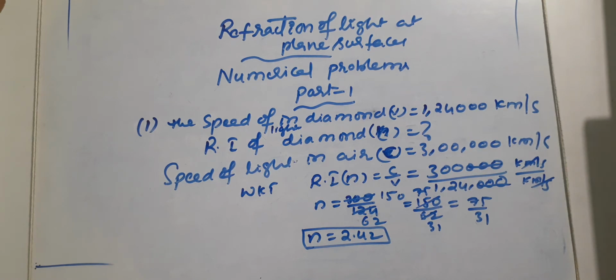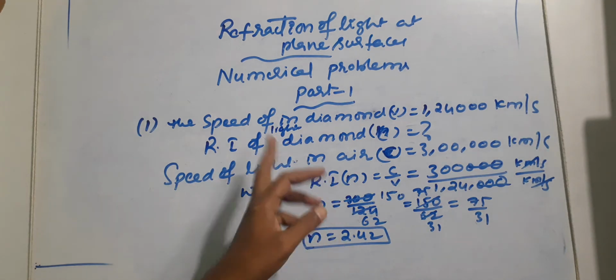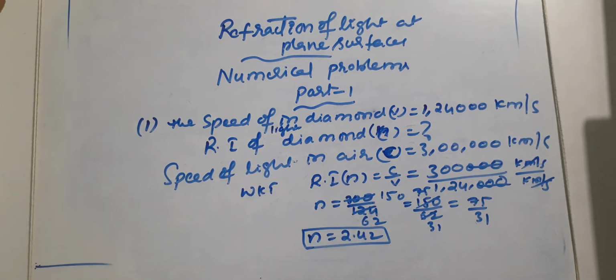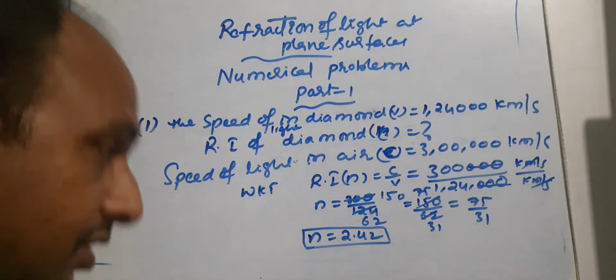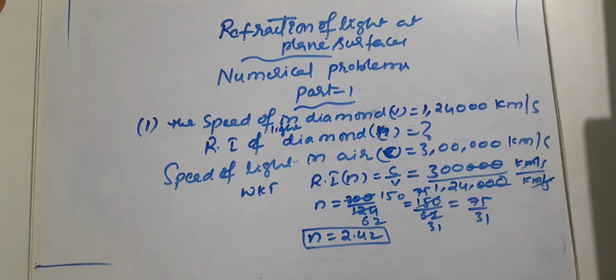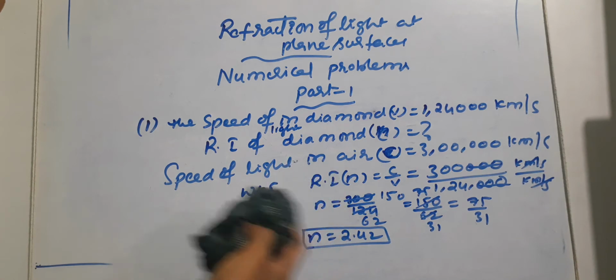So once again repeating the problem. If the speed of light in diamond is 1,24,000 kilometer per second, find the refractive index of diamond if the speed of light in air is 3 lakh kilometer per second. So this is the solution for this problem. Now we go to the next one, students. You may take a screenshot of this one, and you can write it in the notebook after taking the screenshot, students. Refraction of light at plane surfaces, numerical problems, part 1 video, first one.